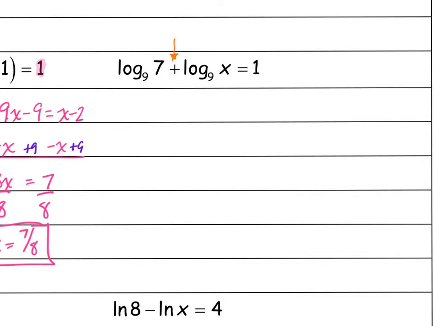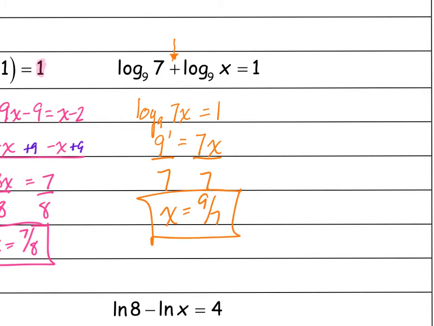So now this becomes log base 9 of 7 times x equals 1. So if I change it to an exponential, I get 9 to the first power equals 7x. Oh, this one's fairly easy. I have a feeling you guys are going to like this one. 9 to the first power is just 9, so I'm going to divide by 7, and I get x equals 9 over 7. Okay, not too bad.